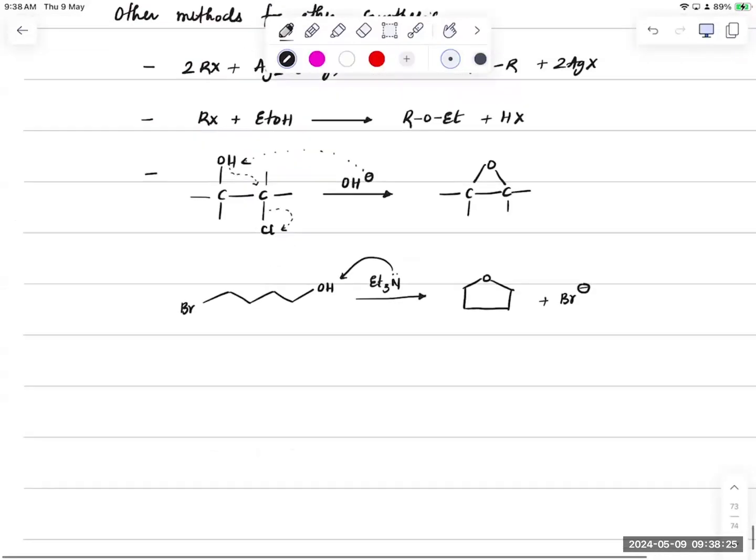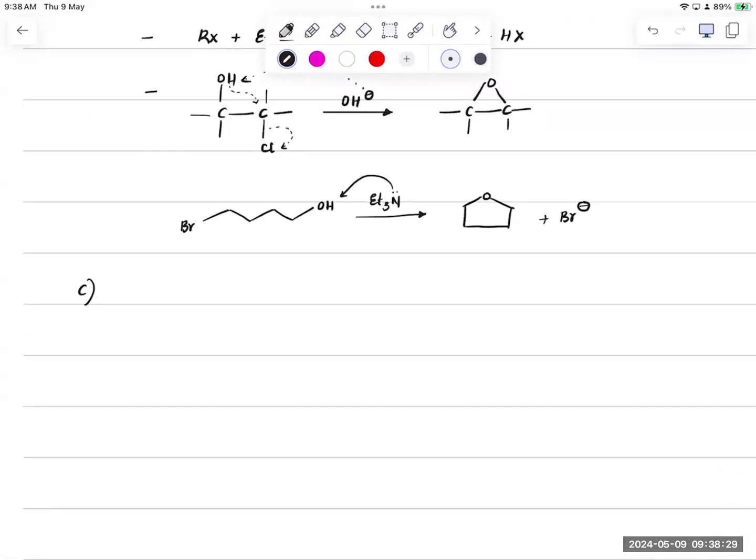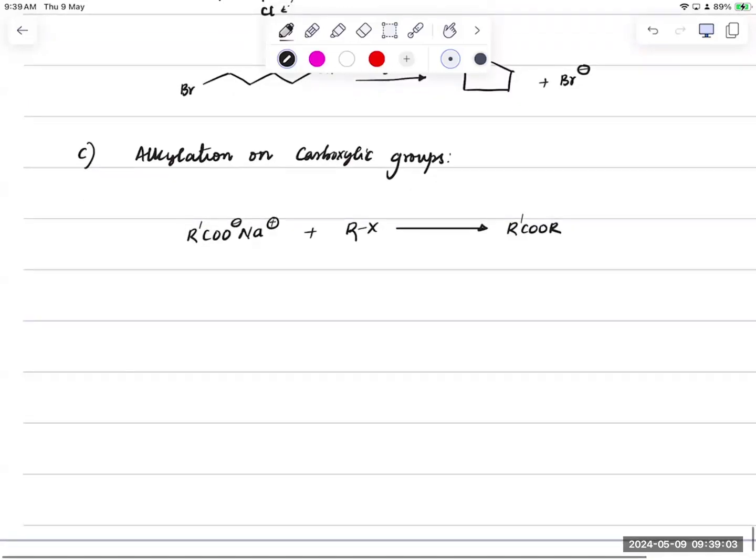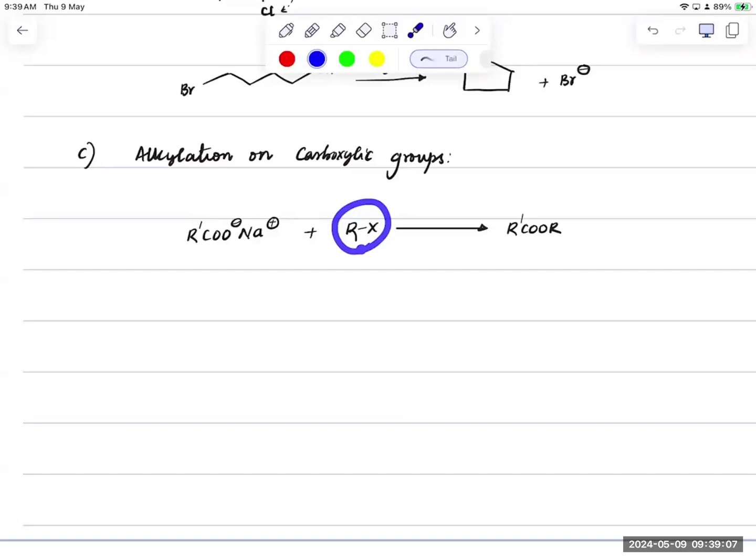Got it? Next, C reaction is about alkylation. Okay, alkylation on carboxylic groups. That is, if you have R' COO minus Na plus, that I have to react with RX. Again, this will usually prefer SN2, but SN1 can also be favorable depending upon the position of this RX. If it is 1 degree, definitely it will favor SN2. If it is 3 degree, definitely it will favor SN1, right?